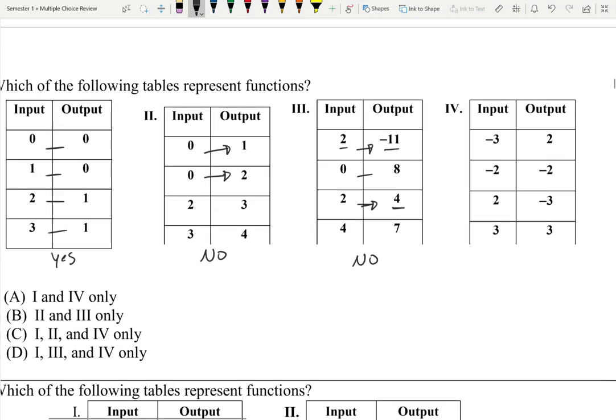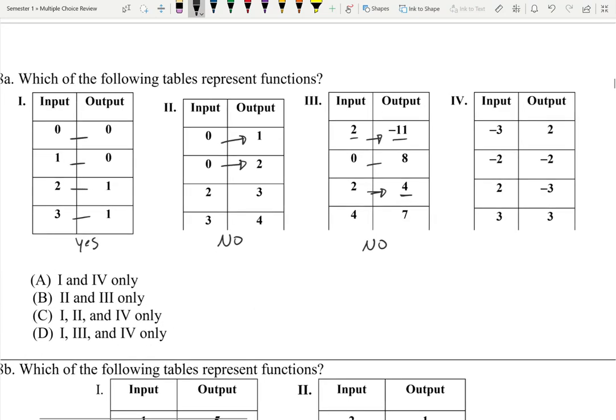And our next one, negative 3, 2, that's okay. Negative 2, that's fine. 2, negative 3, and 3, 3, those are all fine. So yes, that's a function. We didn't repeat our inputs. That's how you could tell in this, is if it repeats. Not that the output repeats, but that you go to different outputs for the same input, like we did on this one. Output of 4, output of negative 11 for the same input. So 1 and 4 represent the function.